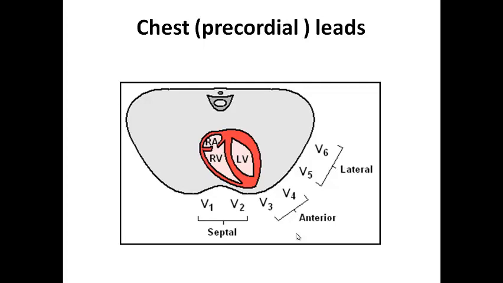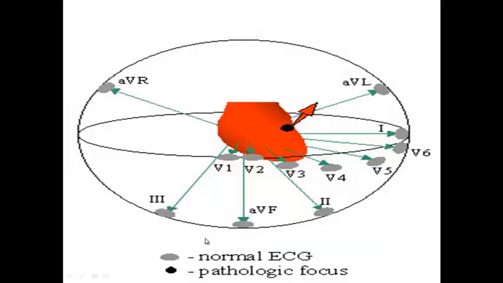We have V1 and V2. They are seeing more of the septum, and so sometimes we call them the septal leads. V3 and V4 are seeing more of the anterior wall of the left ventricle, and so we sometimes call them anterior leads. And V5 and V6 are seeing much more of the lateral wall of the left ventricle, and so we call them the lateral leads. Sometimes we call all of them anterior leads, but if we want a meticulous or precise classification, we can use this nomenclature for them.